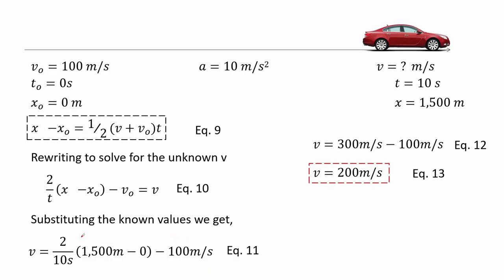Now let us use the other equation to solve for the final velocity as shown in equation 9. Rewriting the equation to solve for v is given by equation 10. We then substitute the known values and we have equations 11 and 13. Finally, the velocity after 10 seconds is given by equation 13, which is the same as using the earlier equation.